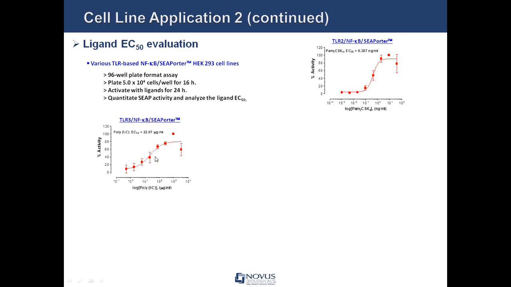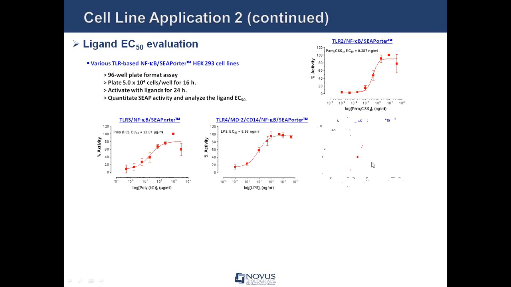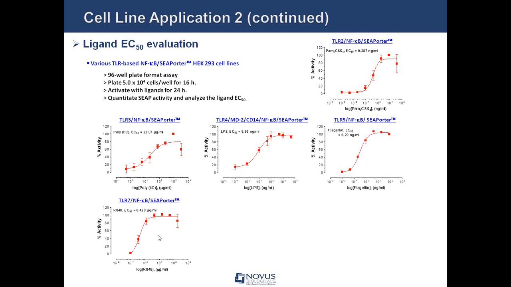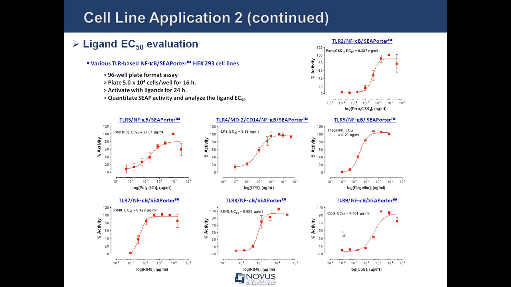TLR3 with poly-IC as a control, and TLR4 with LPS, TLR5 with flagellin for EC50 evaluation, and the TLR7 SEAPorter cell line using rescue mode for EC50 evaluation. The same thing for TLR8, which used the same rescue mode. And for TLR9, we used CpG for EC50 evaluation as a control.